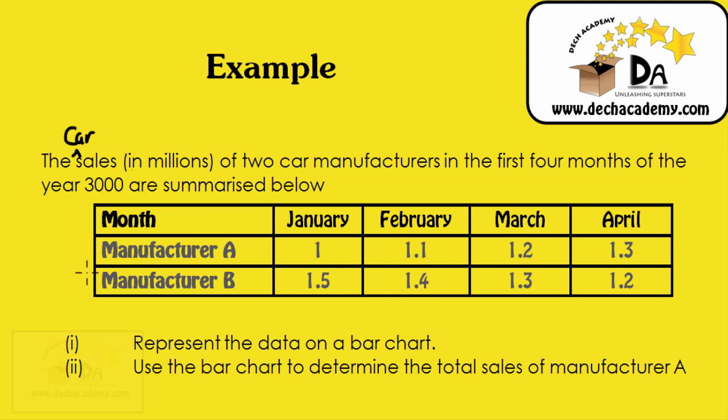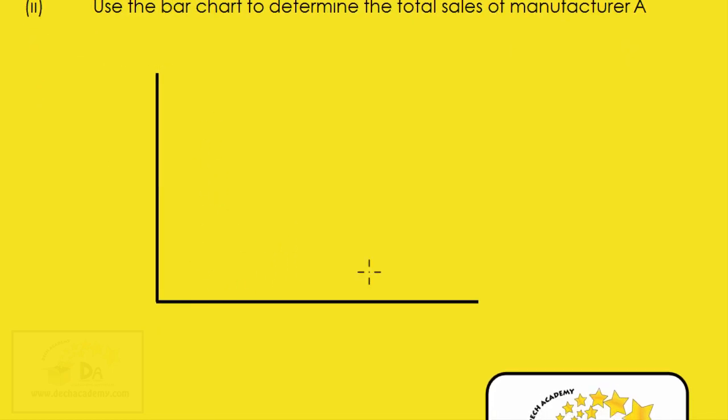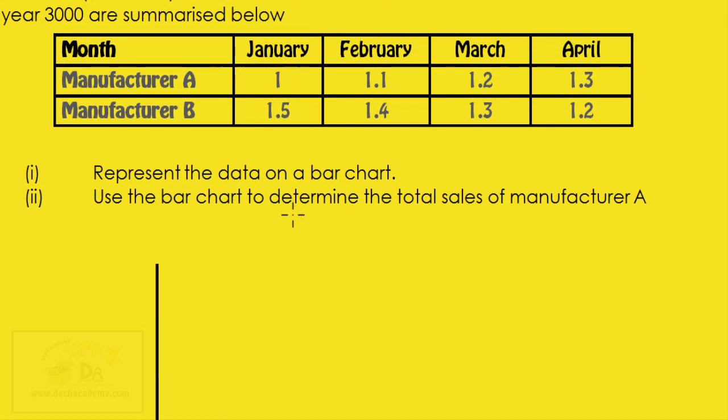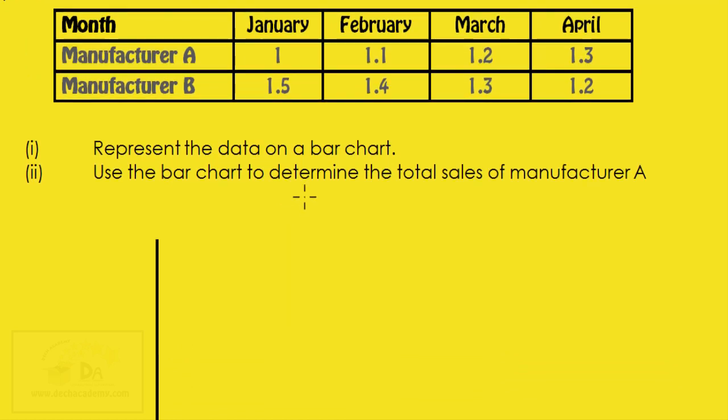So we're required to represent the given data on a bar chart, and we're required to use the bar chart to determine the total sales of manufacturer A. Really easy questions. So let's use this vertical and horizontal axis here to plot our bar charts. First thing we need to identify are the categories. In this case, categories are the months: January, February, March, and April. They have frequencies associated with them.